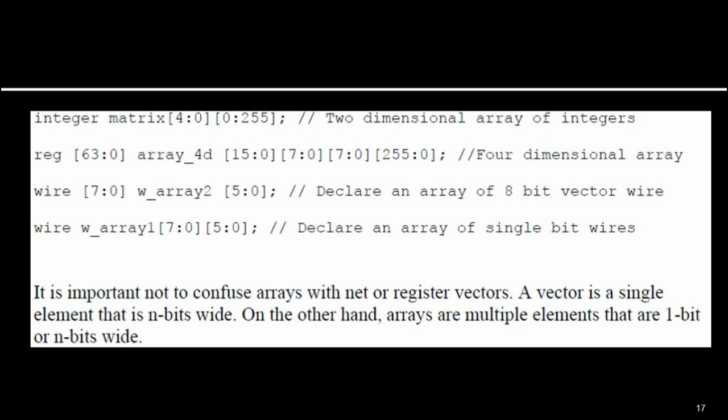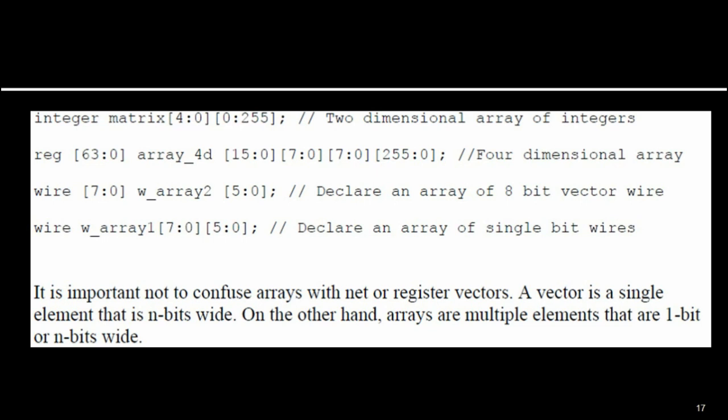Then register 0 to 63 means this register can hold 64 bits. Then there is a 4-dimensional array. Then wire 7 to 0, then wire array 0 to 5. Here 6 pieces of 8-bit data can be stored in the given wire. Then wire array 7 to 0, 5 to 0 is a 2-dimensional wire declaration.